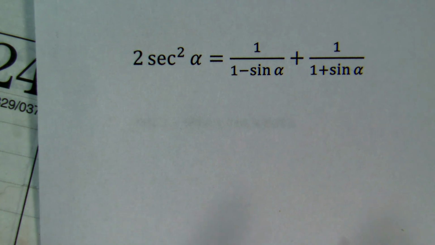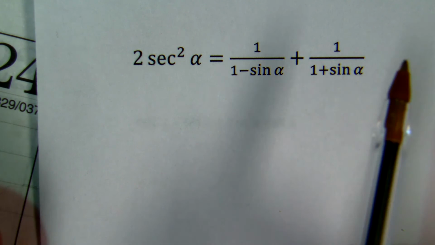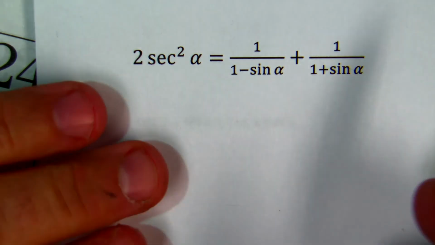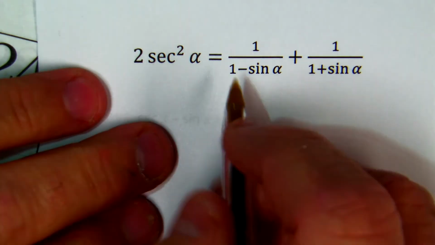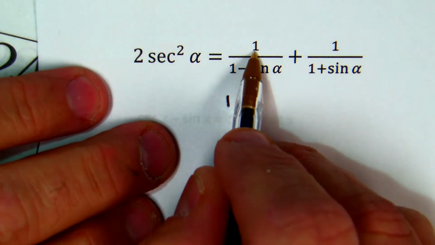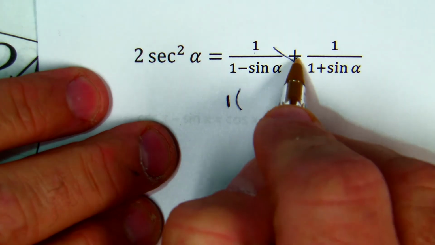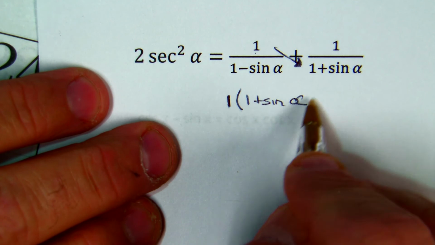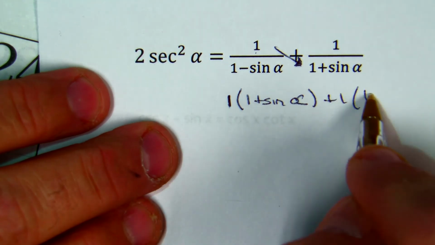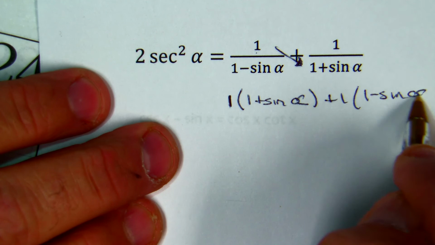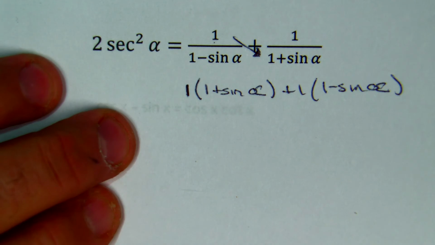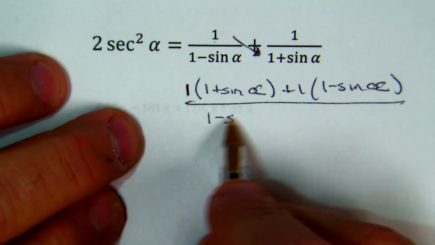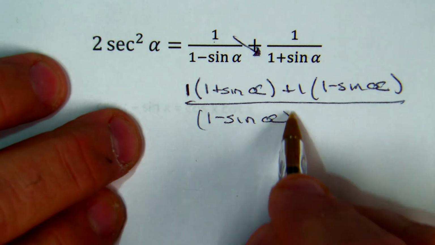Alright, on the bottom I got more rational expressions. And two things. Number one, there's more than one. Number two, they're not monomials, so I think of conjugates. But before that, I think of common denominators. The easiest way to do it is take whatever the numerator is and multiply by the opposite denominator. So I'm going to take 1 and multiply by 1 plus sine alpha, and then the other 1 and multiply that times 1 minus sine alpha. That's all over the common denominator, which is now 1 minus sine alpha, 1 plus sine alpha.